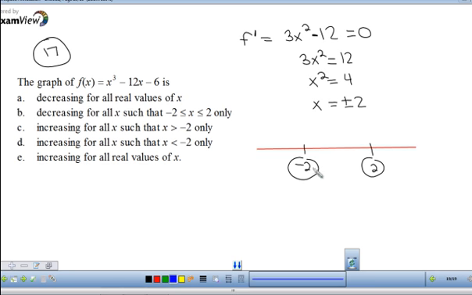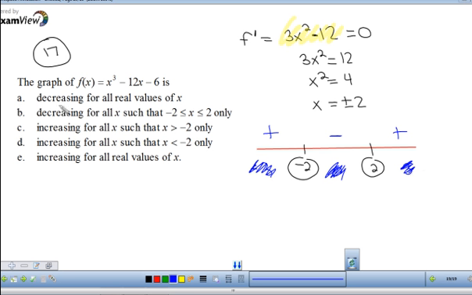So to the left of negative 2, we're going to check negative 3. And we need to check our derivative. So at negative 3, that's going to give me 9. 9 times 3 is 27. So that's going to be positive. I'm going to check 0. So again, 0 minus 12, so that's going to be negative. And to the right, 3, so again, that's going to be positive.